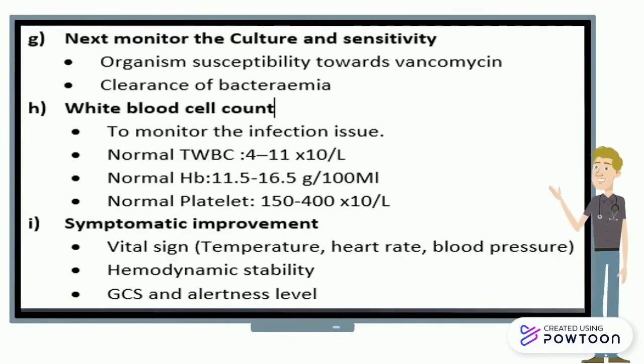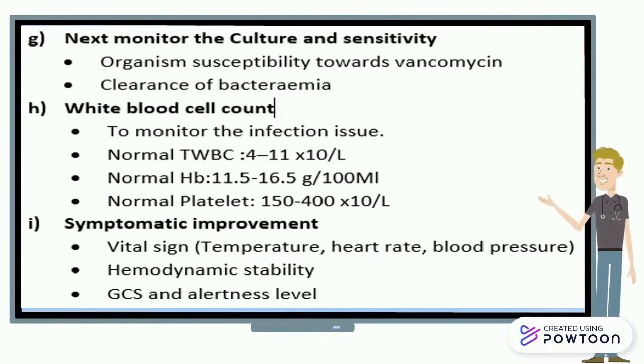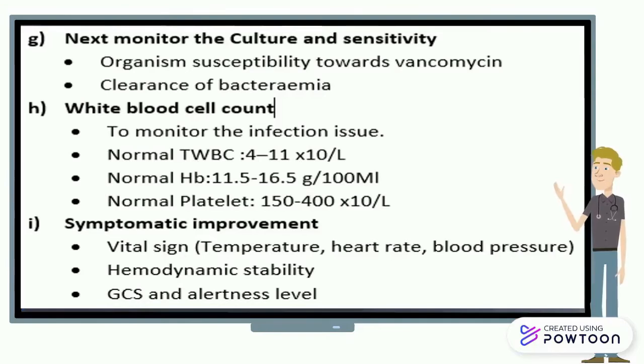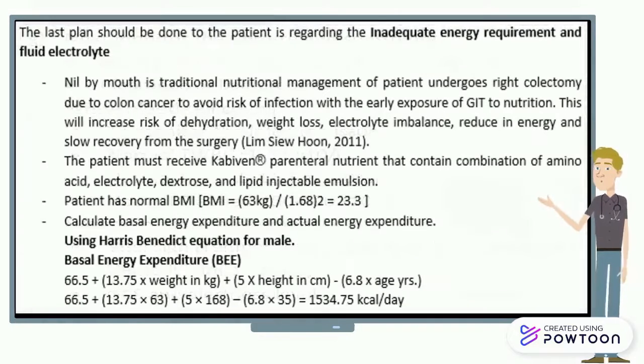We also need to monitor the white blood cell count and the symptomatic improvement involving vital signs such as temperature, heart rate, blood pressure, hemodynamic stability, and GCS and alertness level. The last plan should be done for the patient regarding the inadequate energy requirement and fluid electrolyte.